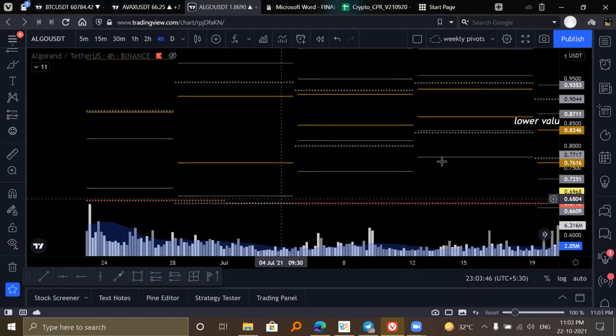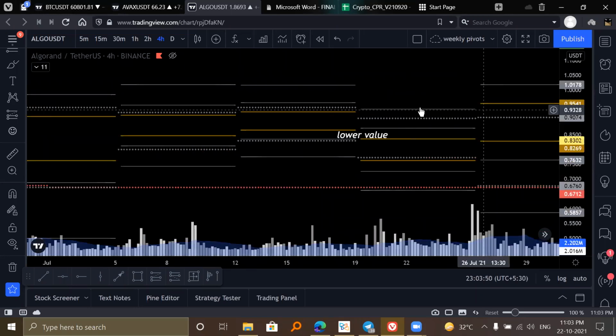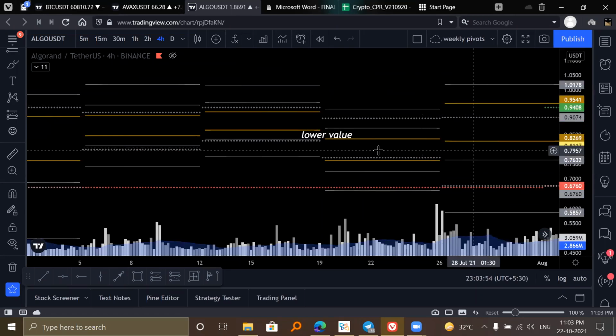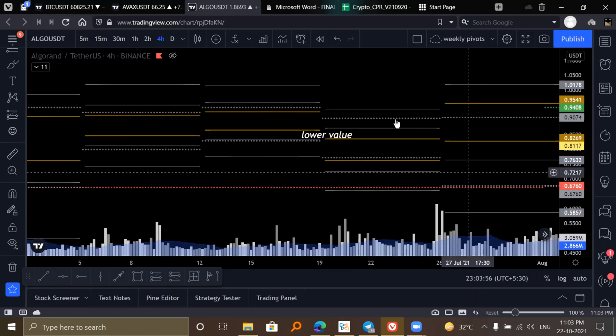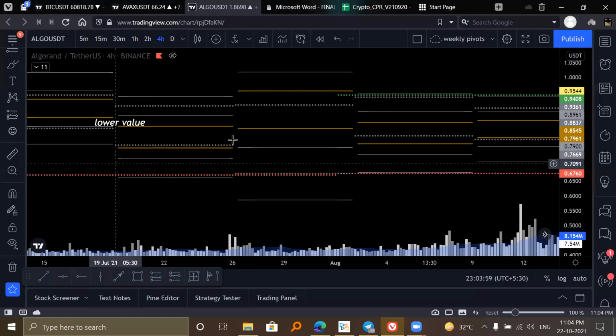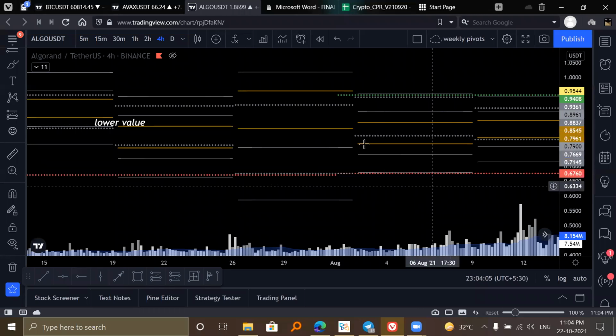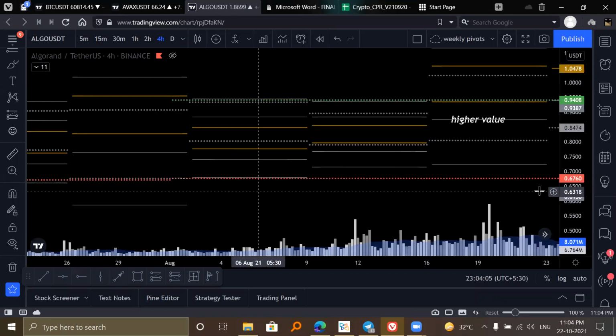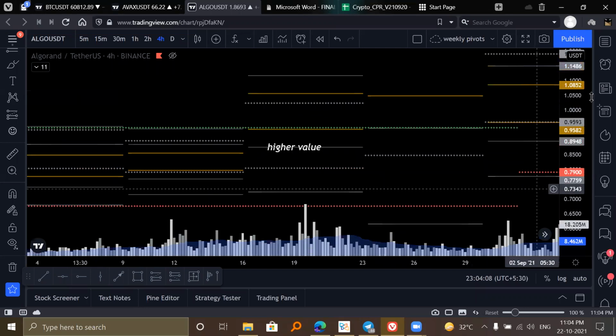H3, we have to see only the H3 and L3 levels, not any other levels. We don't have to see H4 and H5, that is not needed. Only H3 and L3 is enough for identifying the higher value or lower value, or any relationship of these camera pivots. Like this one was, yeah, this one is not this one.